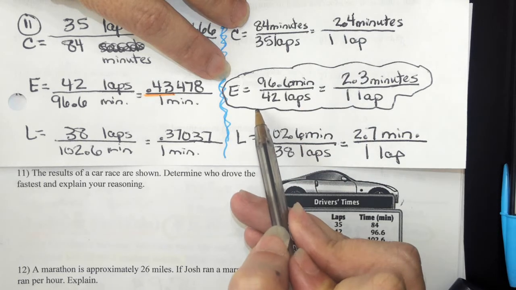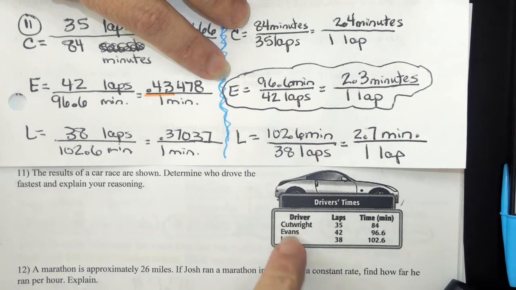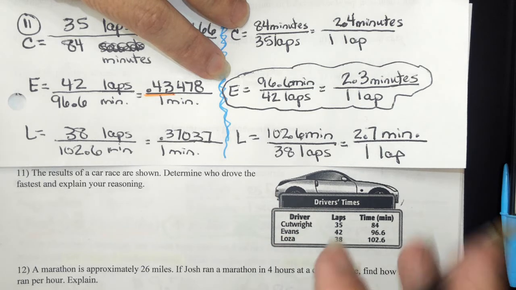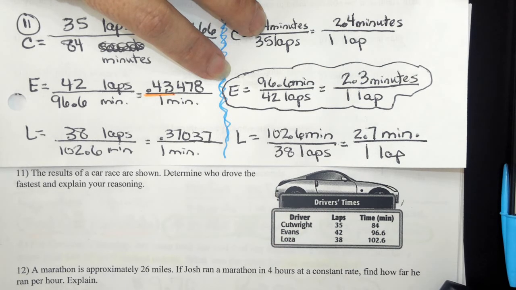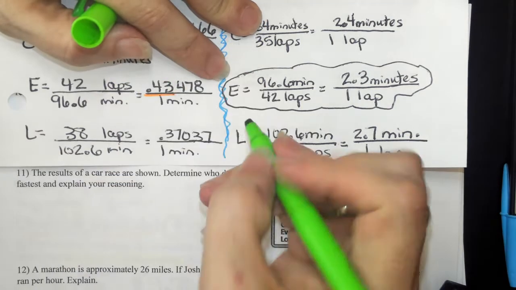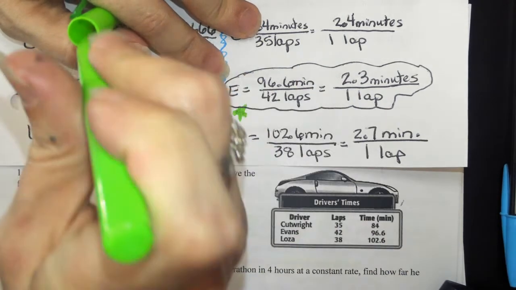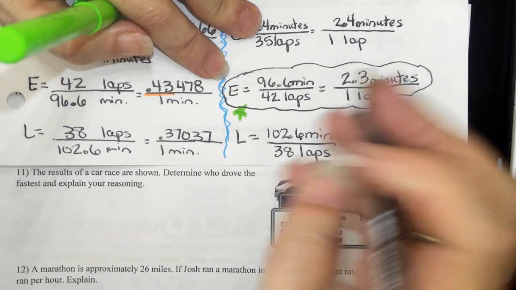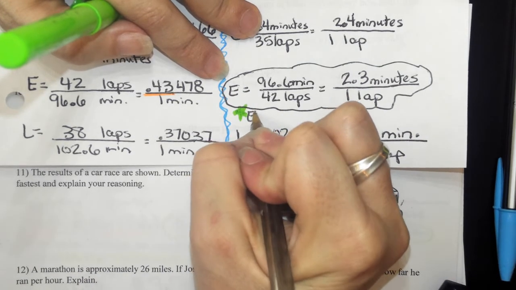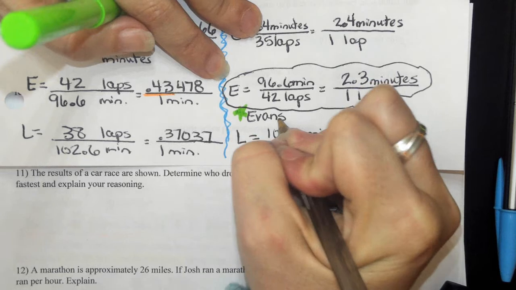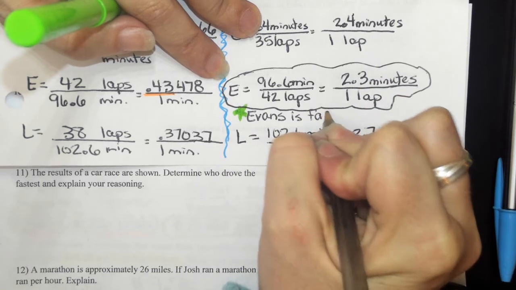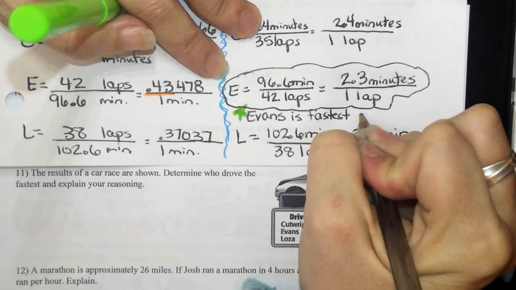Now, if you were to write an explanation using the person's name, don't put E, put Evans was the fastest at 2.3 minutes per lap. So both ways are correct? Kind of, yeah. It's just harder for me to understand one way. Evans is fastest.